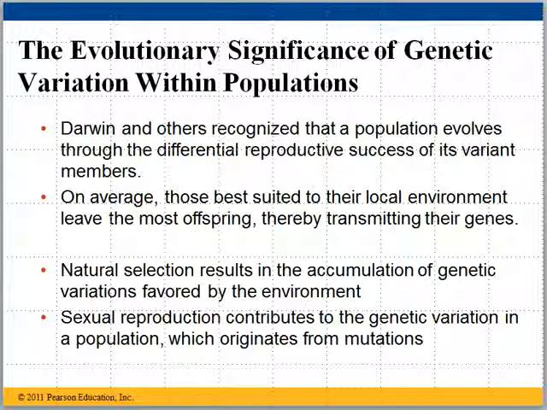So natural selection results in the accumulation of these genetic variations that are favored by the environment. So if you have, say, frogs that live in a muddy area and the mud is kind of a brown color, well, you're going to have natural variation. Some of the frogs are going to tend to be sort of brown that matches the mud.